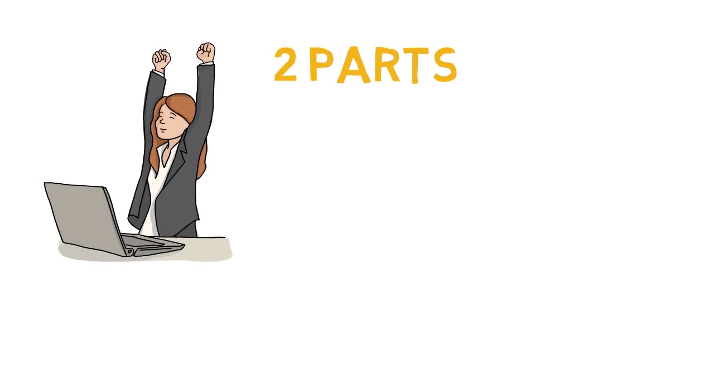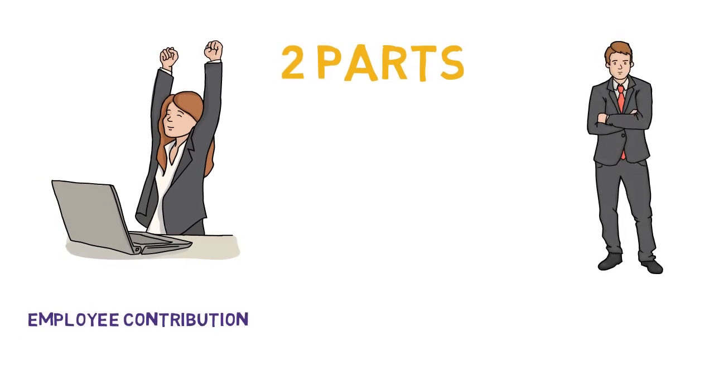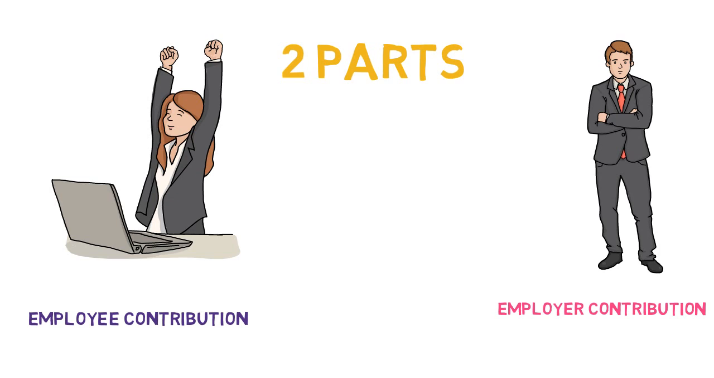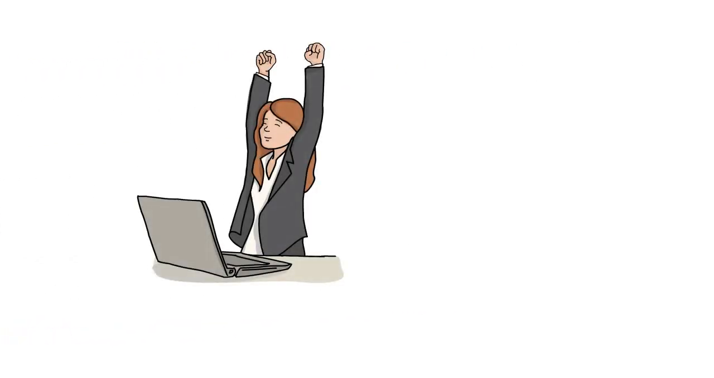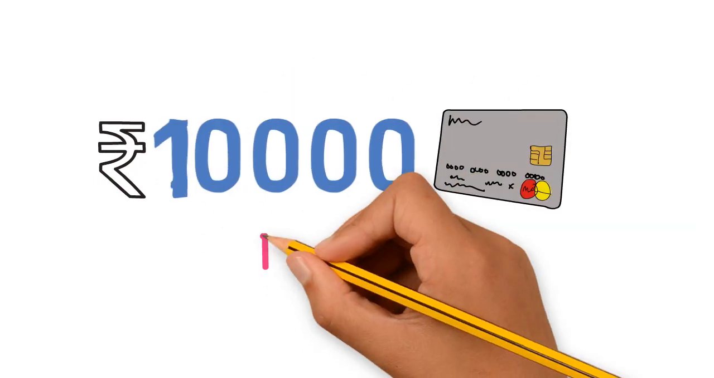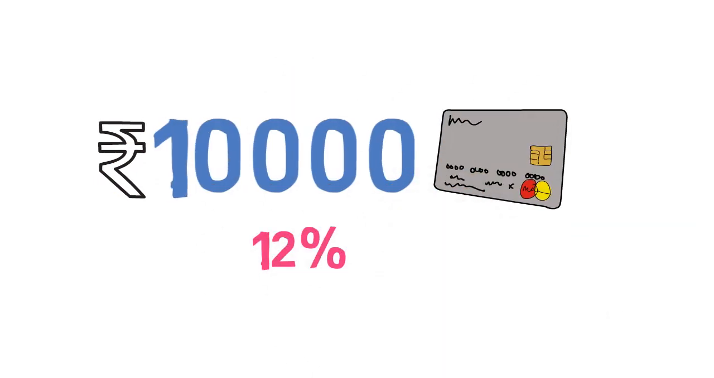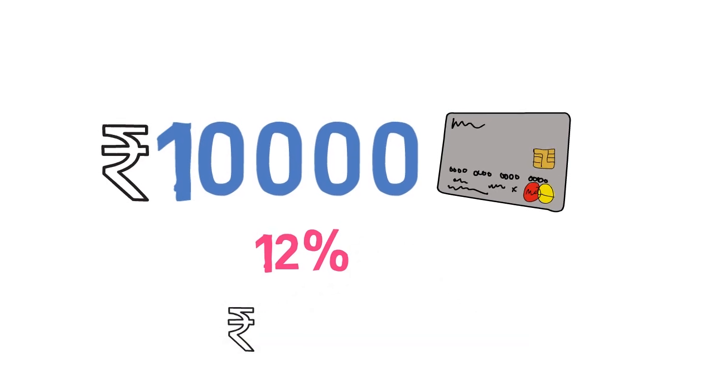PF amount can be divided into two parts. First is employee contribution and second is employer contribution. 12% of the employee's income is credited to this PF account. For example, if your income is ₹10,000, 12% of it, which is ₹2,400, will be credited to the account per month.